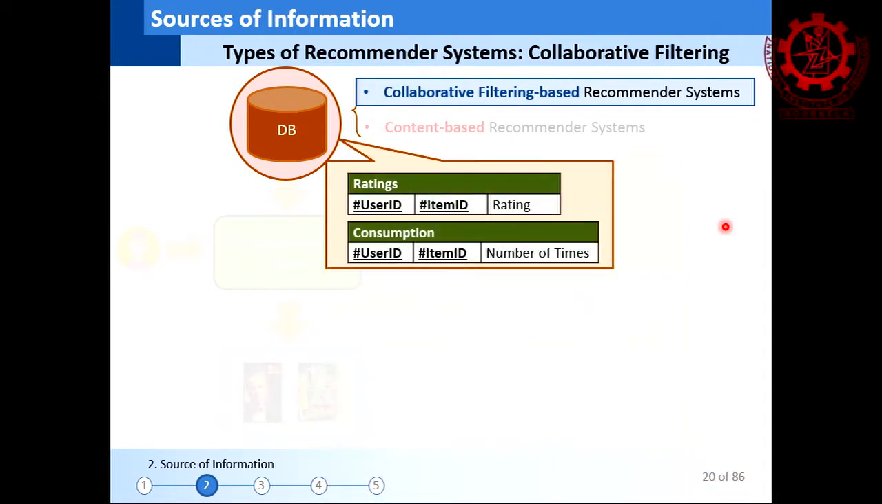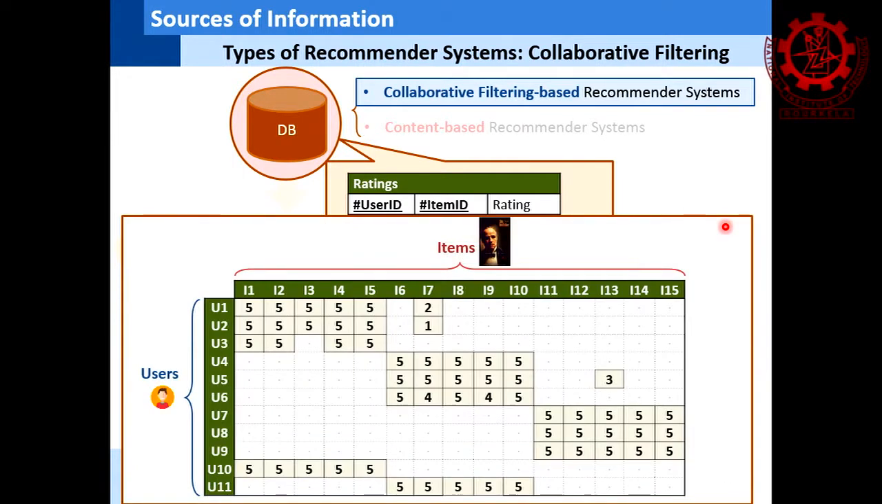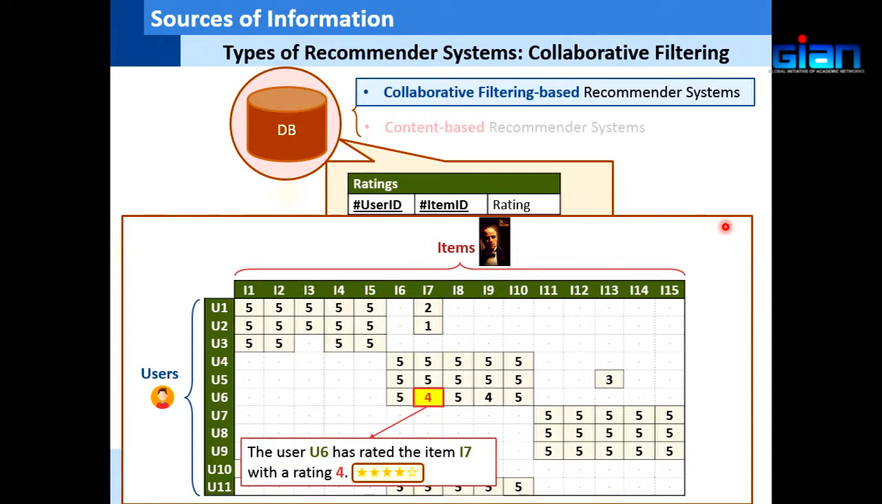So we have this kind of database stored with these two tables, and the system provides recommendations. And when we talk about collaborative filtering-based recommender system, this is usually represented by means of a table or a matrix, okay, in which each row represents a user, each column represents an item, and the cell indicates the rating that the user has made of the item. For example, here this indicates that the user U6 has rated the item I7 with a rating of 4.